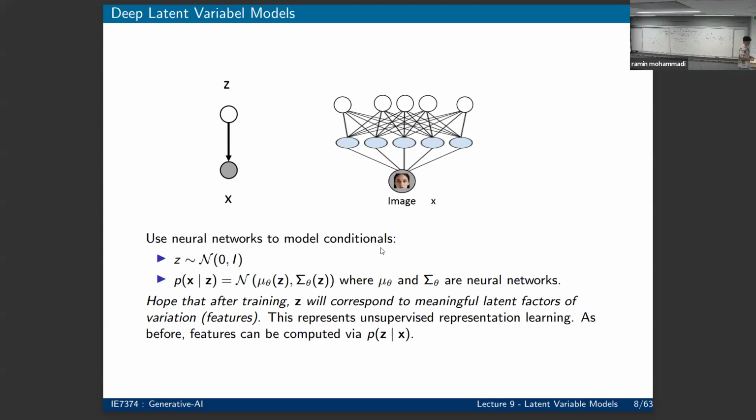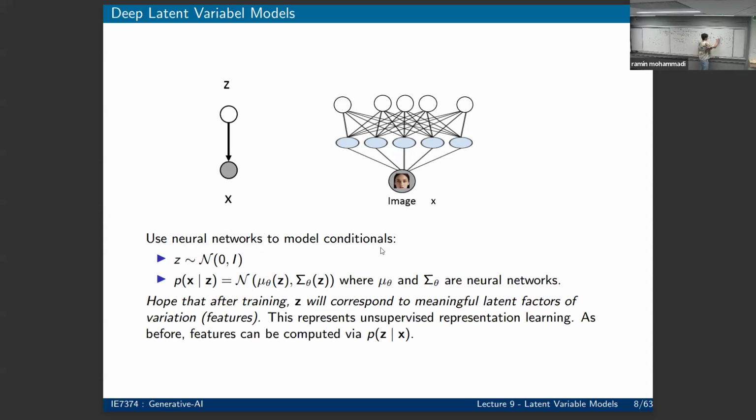Sorry for repeating myself, but what confuses me is that Z here is coming from a Gaussian distribution with mean 0 and standard deviation of 1. But over there, Z is coming from a Gaussian distribution that's being learned by the encoder. So that's a little bit... Yeah, so okay. So you can basically assume this.